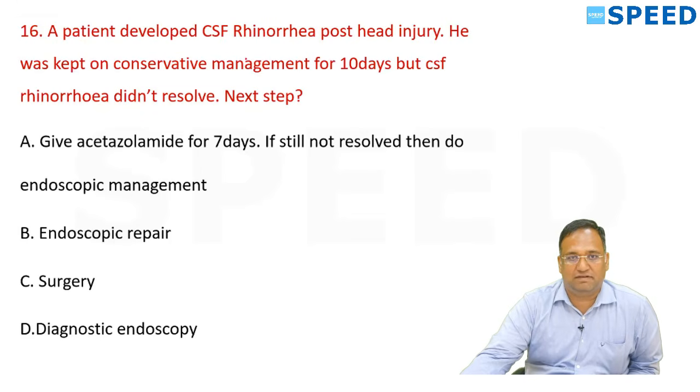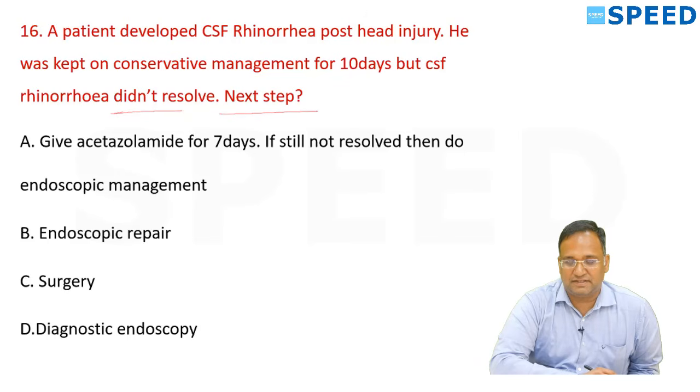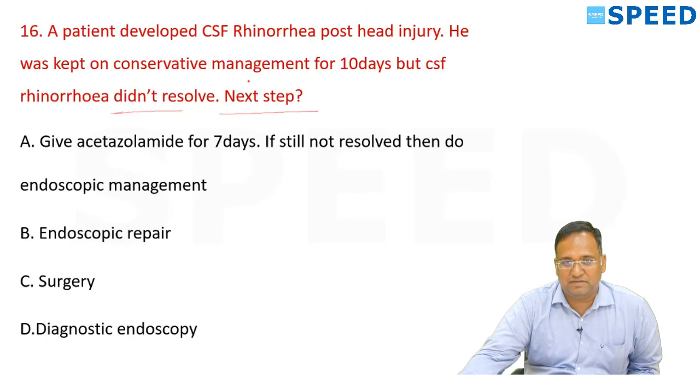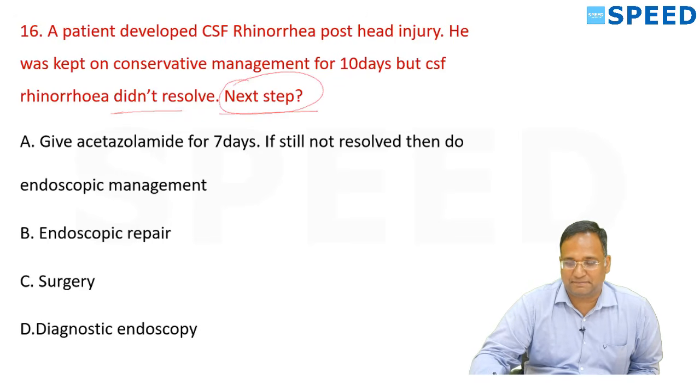A patient developed a CSF rhinorrhea post-head injury. He was kept on conservative management for 10 days, but the CSF rhinorrhea didn't resolve. What will be the next step? What will be your answer? These are the options, right? You tell me, this question, if you could remember, is this the next step or the management of choice? Or the next management option or next step?